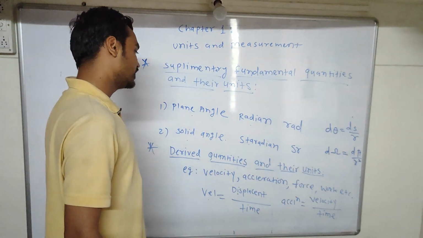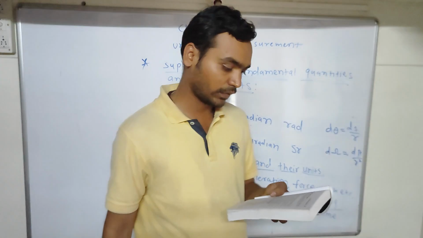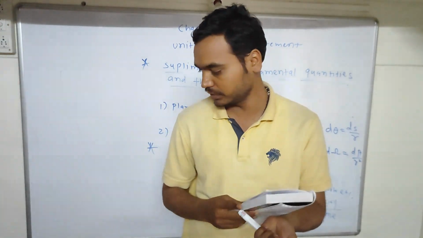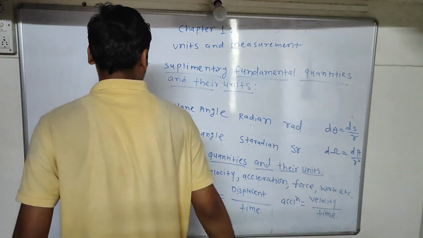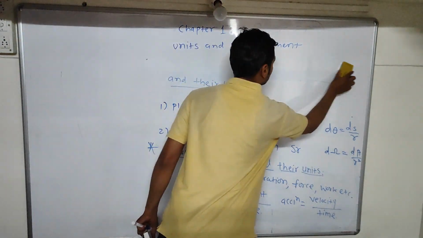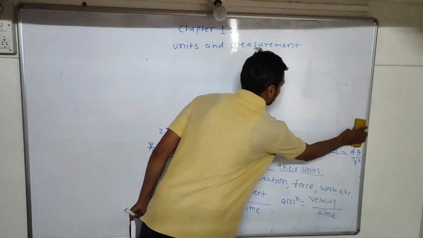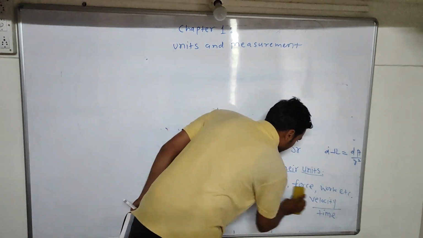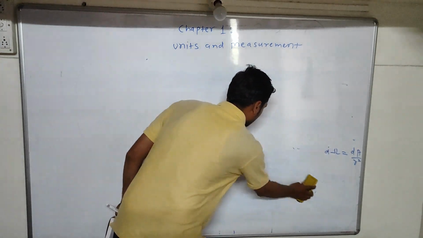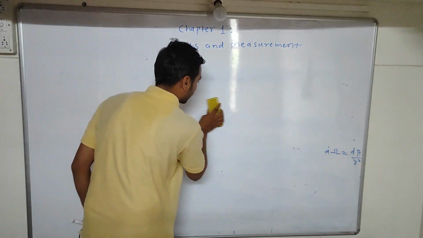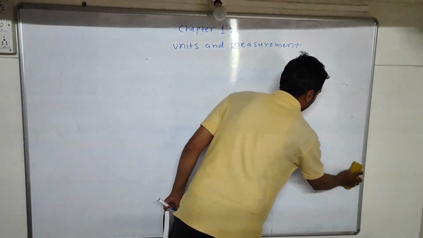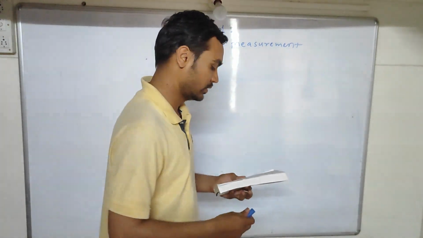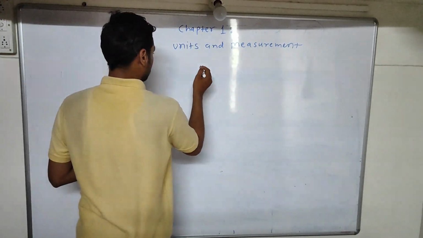Then after that we have to see the systems of units. I will erase it. We have to see today systems of units. There are different types of the system of units. We have to see it one by one. Listen, see here, systems of units.